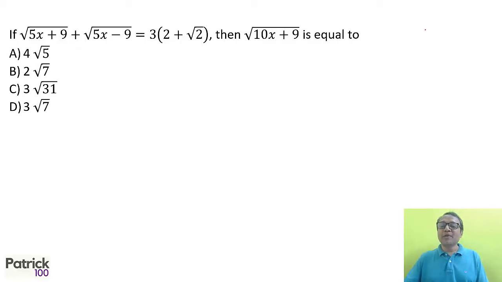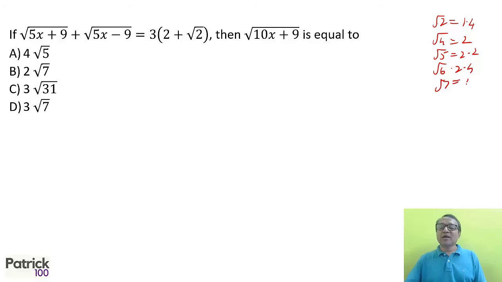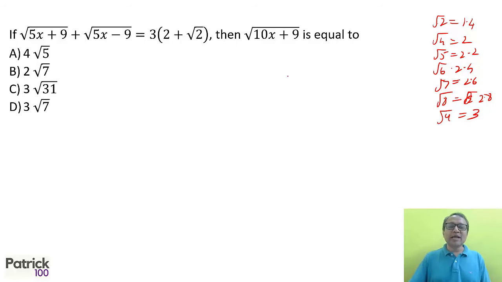So I know, for example, root 2 is 1.4. Root 4 is 2, root 5 is 2.2, root 6 is 2.4, root 7 is 2.6. They are all approximate, not exact values. Root 8 is 2.8 and root 9 is 3. This is approximate. It's good if you can know this, it helps. So when I say root 2 is 1.4, 2 plus 1.4 is 3.4 into 3 becomes 10.2. And my right hand side is 10.2.